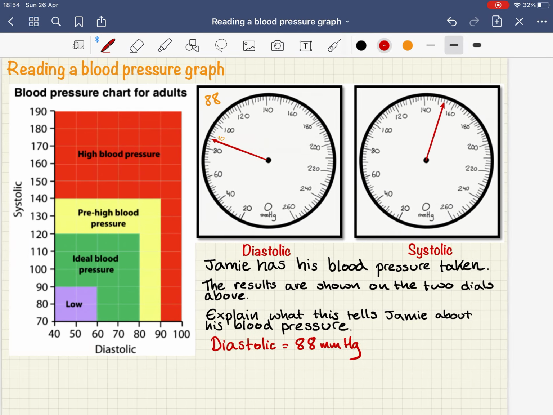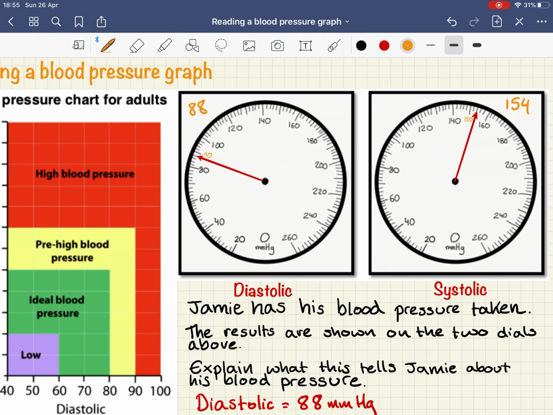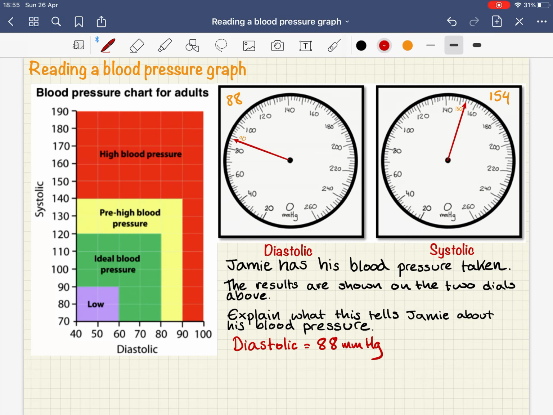And then we do the exact same for our systolic. So zooming in, the first thing I would do is figure out what that middle number here is going to be. So that's 140, 160. I'm going to be in between that, which is 150. Let's just make that a little thinner. Counting up from that 150 line, again we can see it's going up in twos. So it's 150, 152, 154. Writing down below, systolic equals 154.